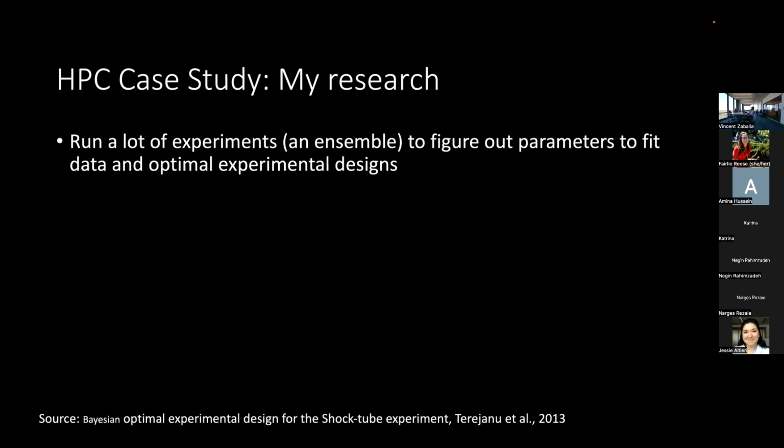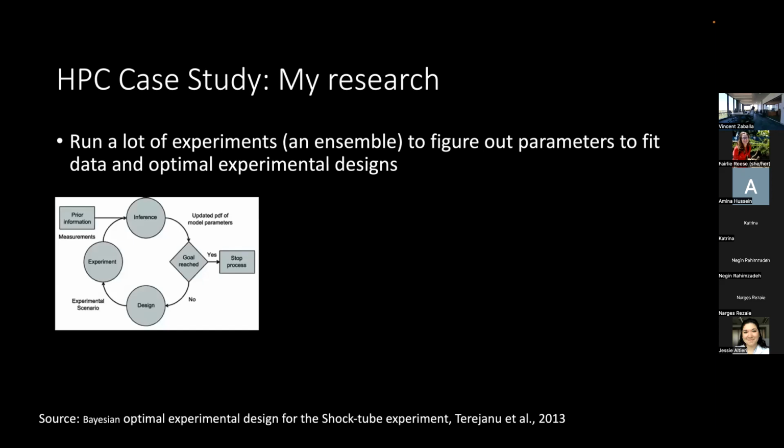Now a case study about my experience with it in the past year. I run a lot of experiments, which is like an ensemble in machine learning terminology, to figure out how parameters fit data in optimal experimental designs. In a nutshell, you have some prior information about what you're studying, and then you want to perform inference to find a posterior distribution of what you think. This is really high level; I'm not going to go into the details unless someone wants me to. Once you find that posterior, you can decide whether you are satisfied or not, and then you can collect more data. That's the optimal experimental design part.